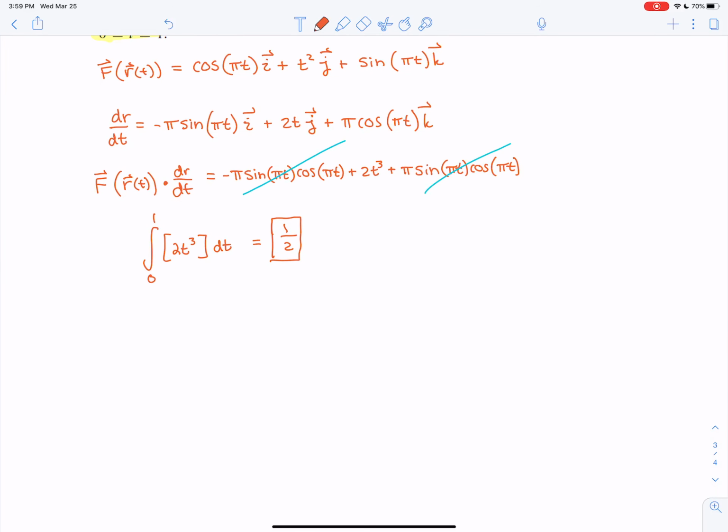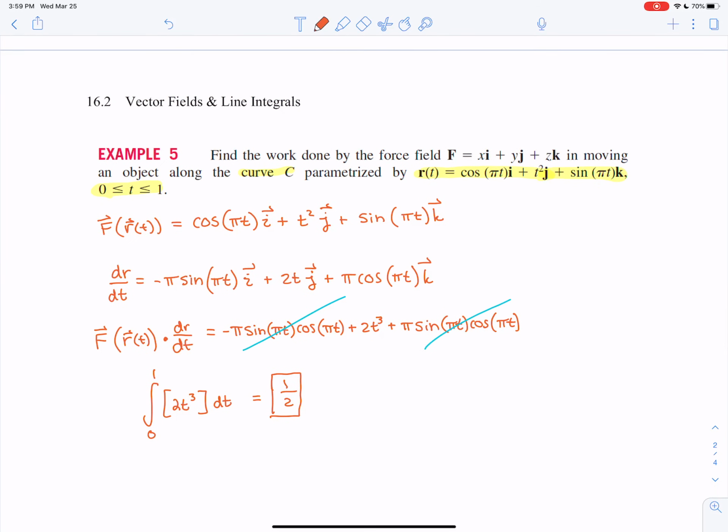So the interpretation of number 5 would be the amount of work it takes to move a particle through this path, right? Through this path from 0 to 1. So that's the segment of this path that you're traversing through this force field. So the work through this force is equal to 1/2. So that's the amount of work it would take.